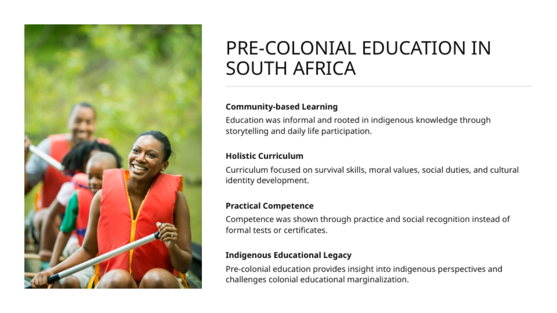Moving on to the holistic curriculum, it wasn't just about academic skills. It focused on essential survival skills, moral values, social responsibilities, and fostering a strong sense of cultural identity. Everything was interconnected, and the education aimed to prepare individuals not just for personal success, but for their roles within the community. When it comes to practical competence, the emphasis was on doing and social recognition rather than formal testing. Skills were demonstrated through practice, and approval came from the community itself, which valued real-world ability over certificates or exams.